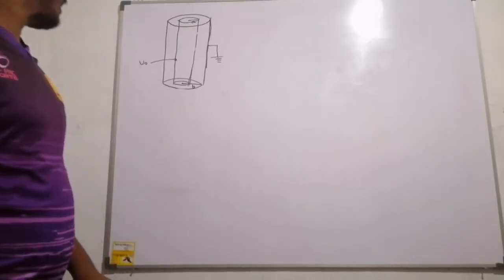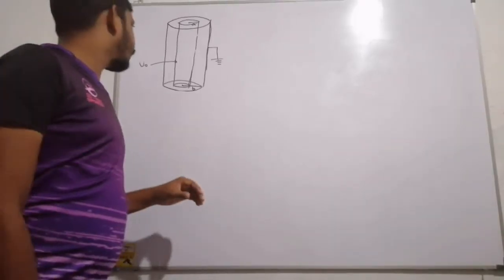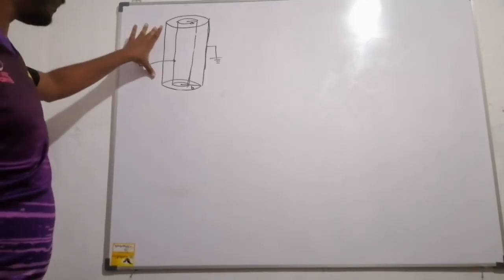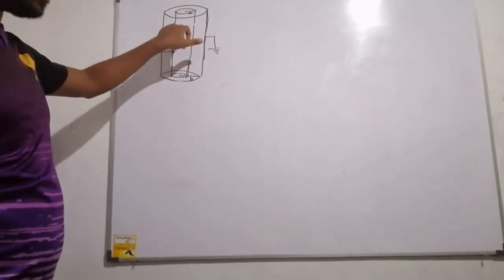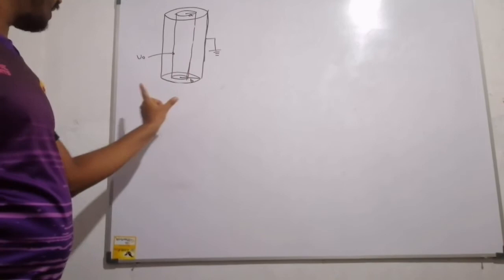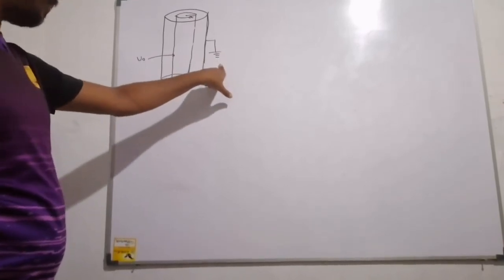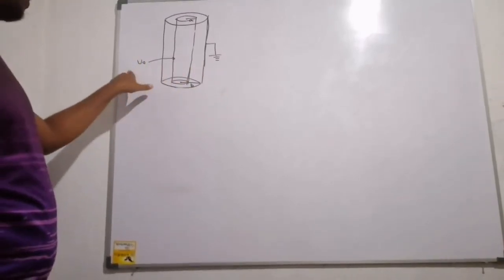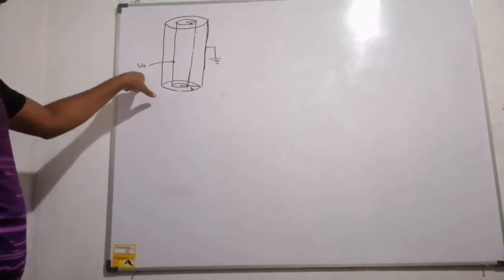Let me explain the second example. Here are two cylindrical shells. The small one has radius A, the biggest one has radius B, and the outer surface is grounded. That means V equals 0, and the inner surface has V naught potential.